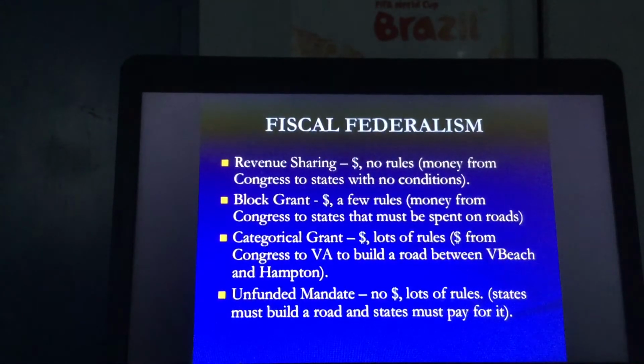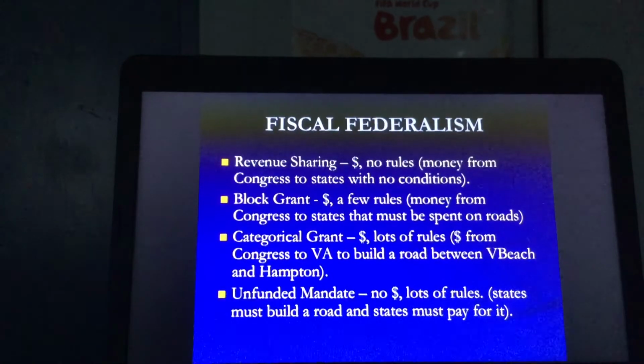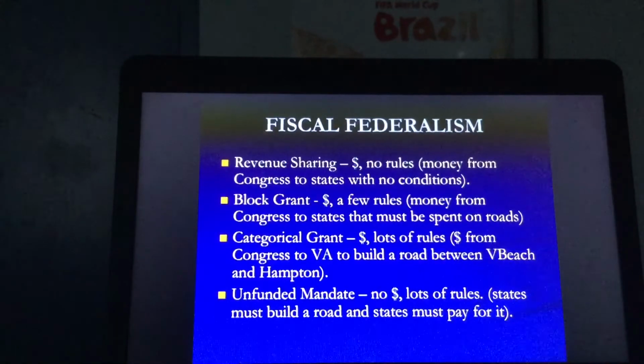So revenue sharing gives states the most flexibility. An unfunded mandate gives states no flexibility at all. And really the most common is the block grant. What Congress is most likely to do is say to a state, we want you to spend some money in this area, but you choose the details, the particulars.